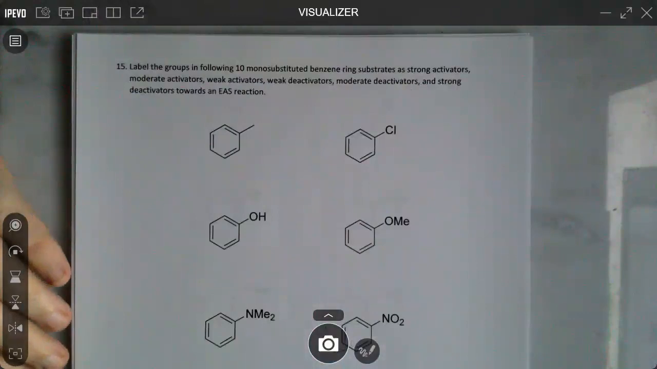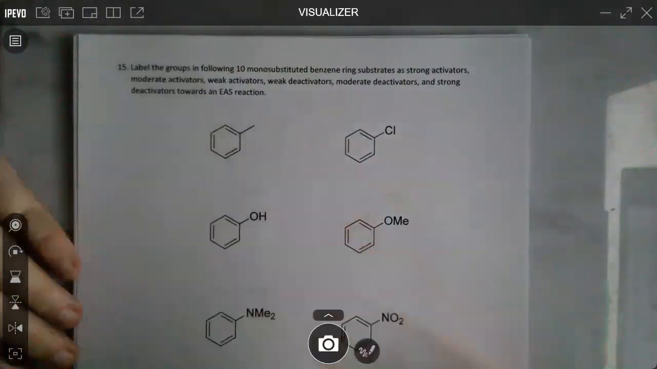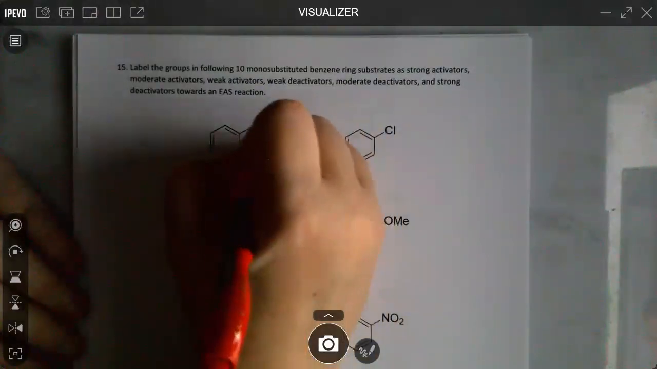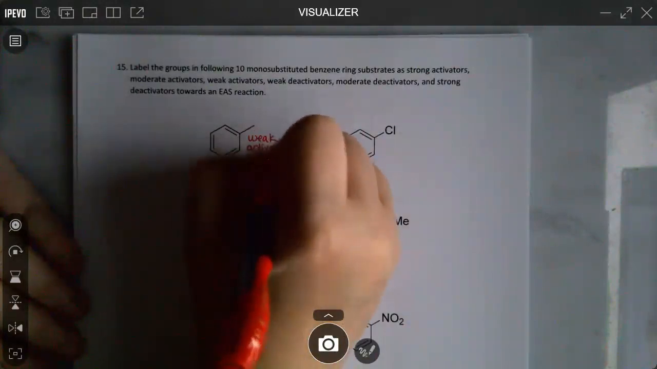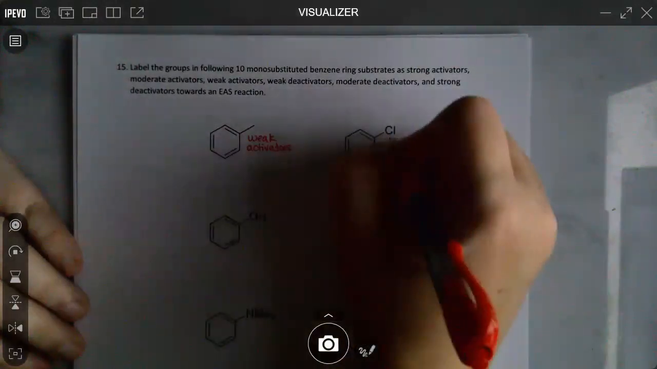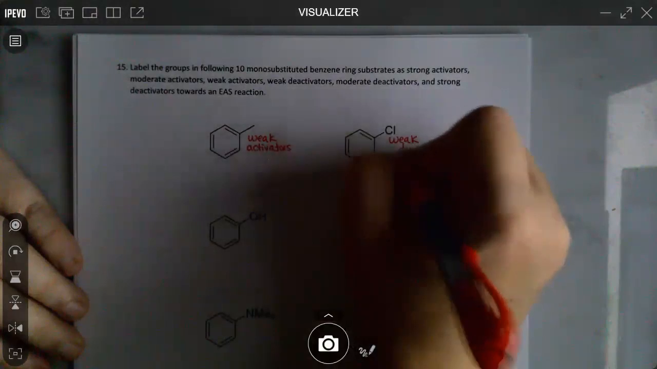So we can go ahead and label. So methyl groups are weak activators, and halogens are weak deactivators.